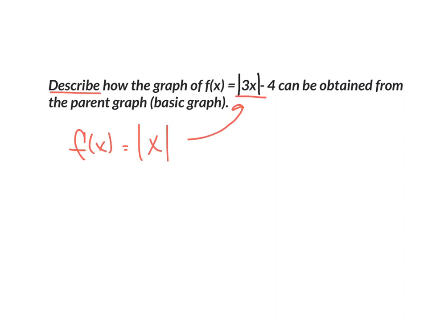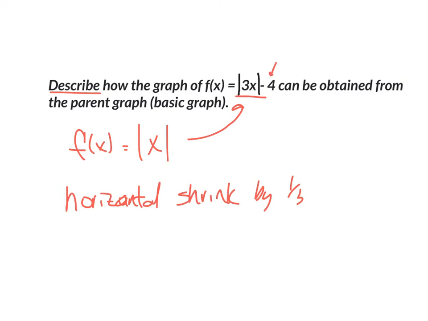First of all, there's a 3 inside multiplied by the x, which means that's a horizontal shrink. Horizontal shrink. And you got to tell by how much. I'm going to put by 1/3 because it's a 3. They always do reciprocal with horizontal. And there's also a -4 outside, which means it shifts down 4.